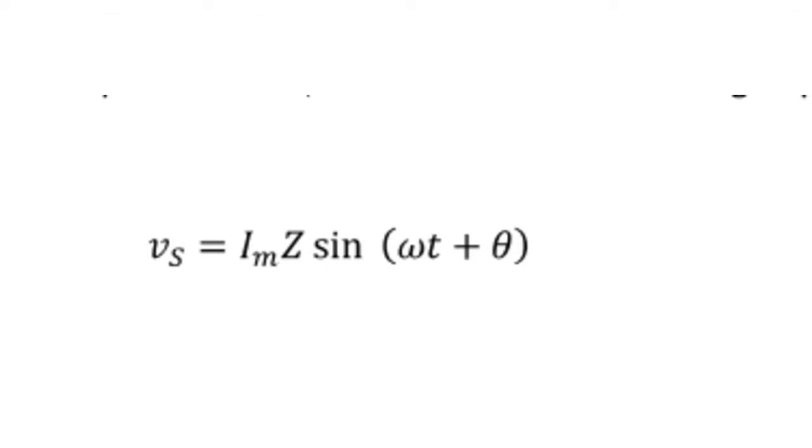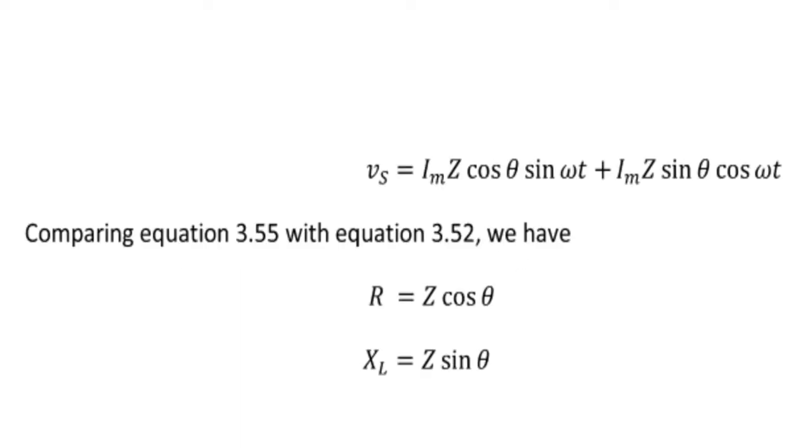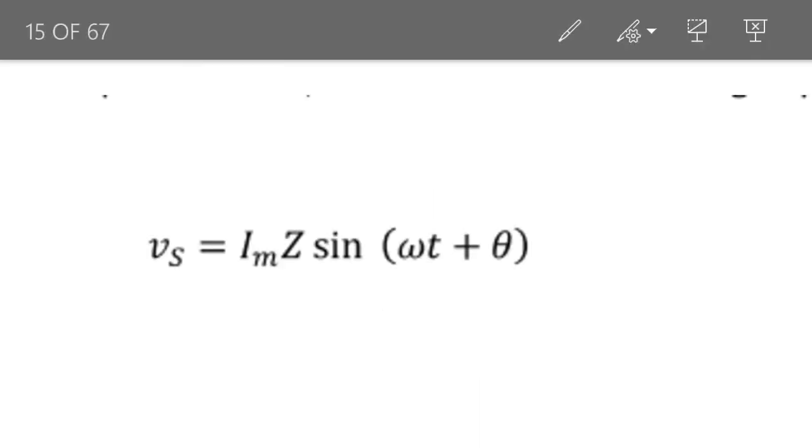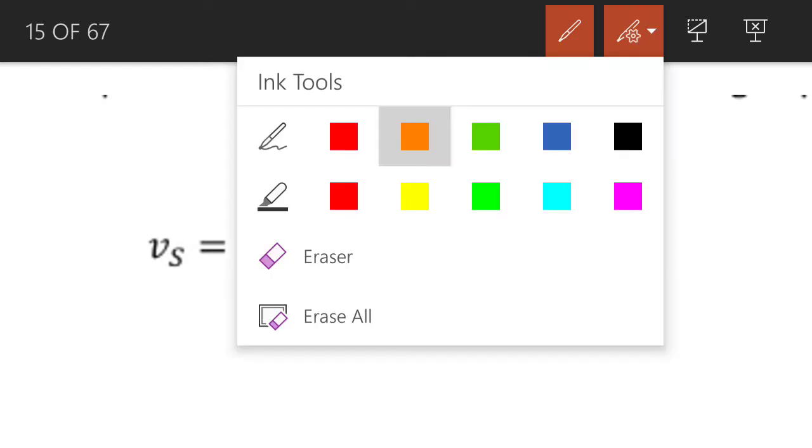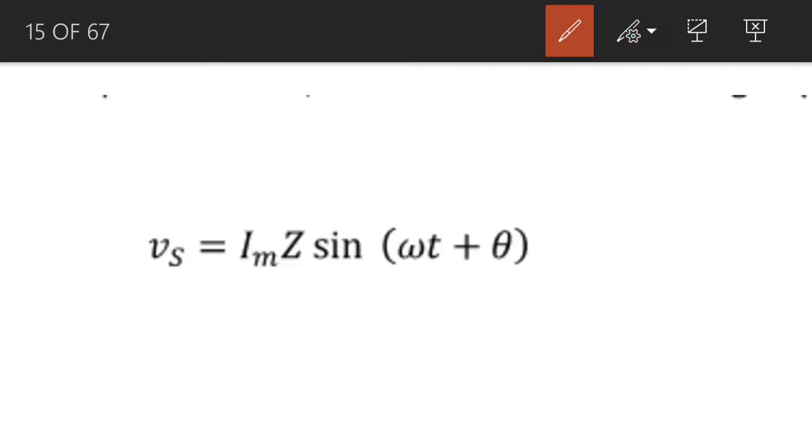We focus on the impedance of our series circuit and the phase angle of the source voltage. What we do, we expand this term. We know that sine of omega t plus theta is equal to sine of omega t cos theta plus cos omega t sine theta. So we expand this particular term.